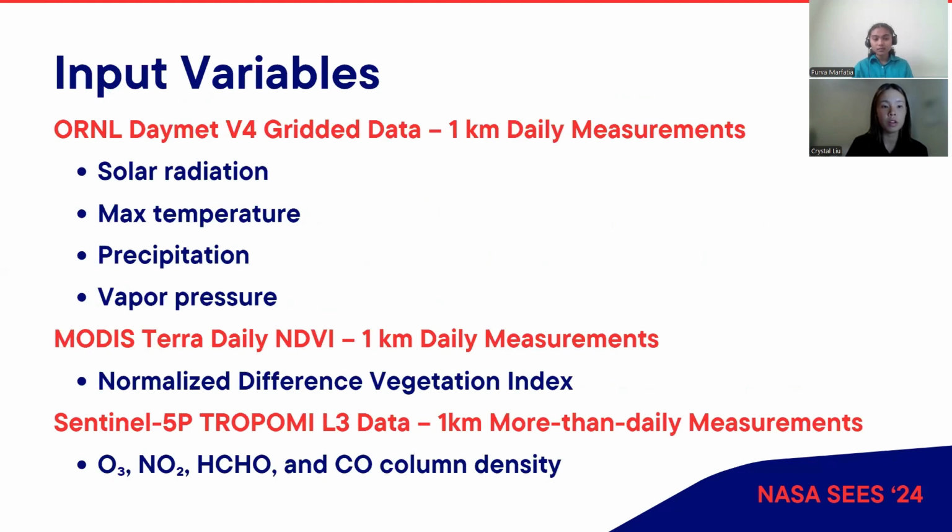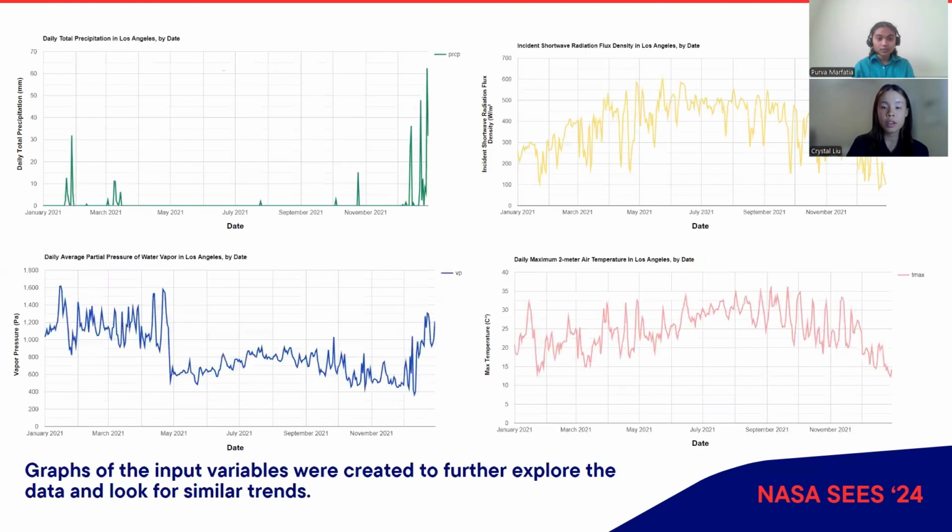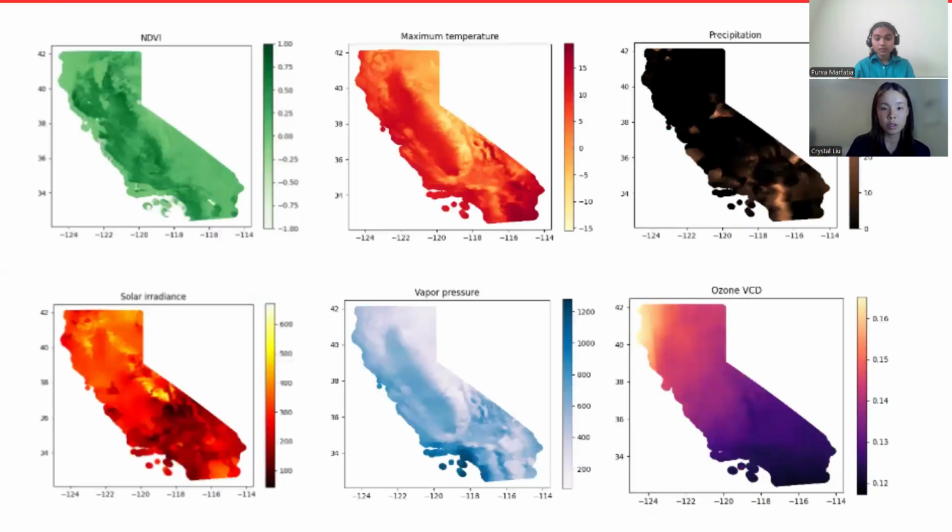For our meteorological variables, we selected solar radiation, maximum temperature and precipitation, and vapor pressure as our input variables. For our land use variables, we decided to select NDVI. And for our VCD data, we chose precursors of ground level ozone, which include nitrogen dioxide, formaldehyde, and carbon monoxide. We also included the column of ozone, total ozone, with stratospheric and tropospheric ozone itself. Here are our input variables as time series, and then this is their spatial distribution.